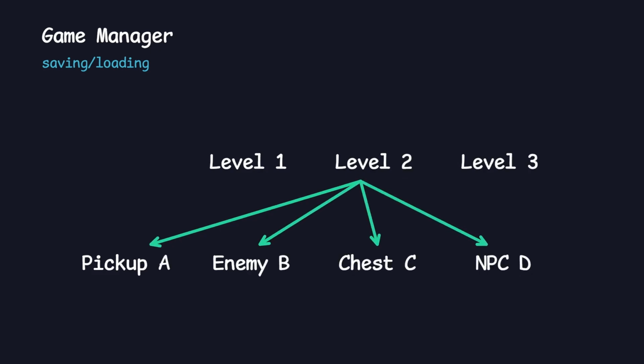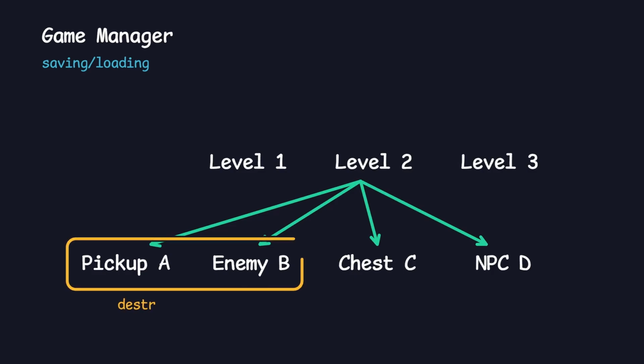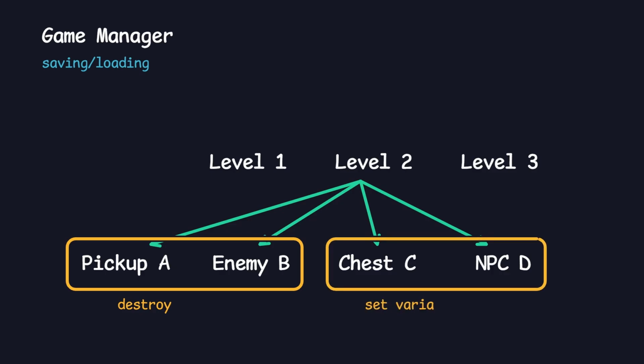But there will be objects in the various levels that might change their overall state. So far, I identified only 2 types of these objects. First, objects might not be there anymore. These are things like pickups or boss enemies. Second, objects might have a variable that is set to something else than at the beginning of the game.